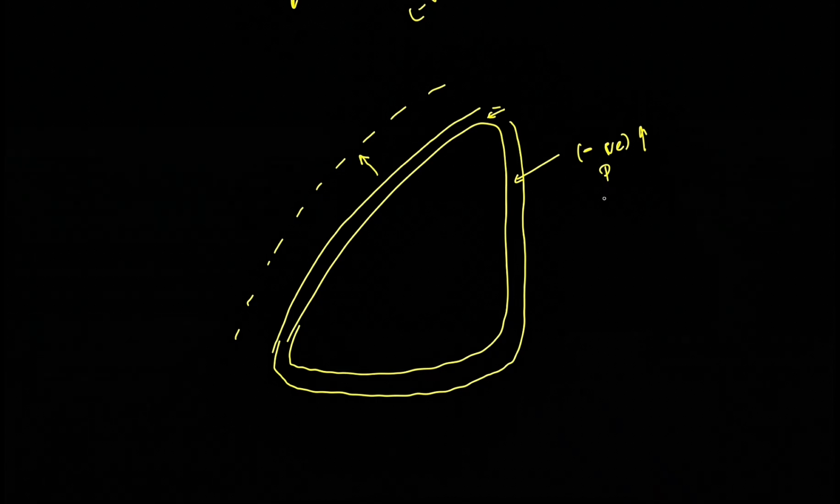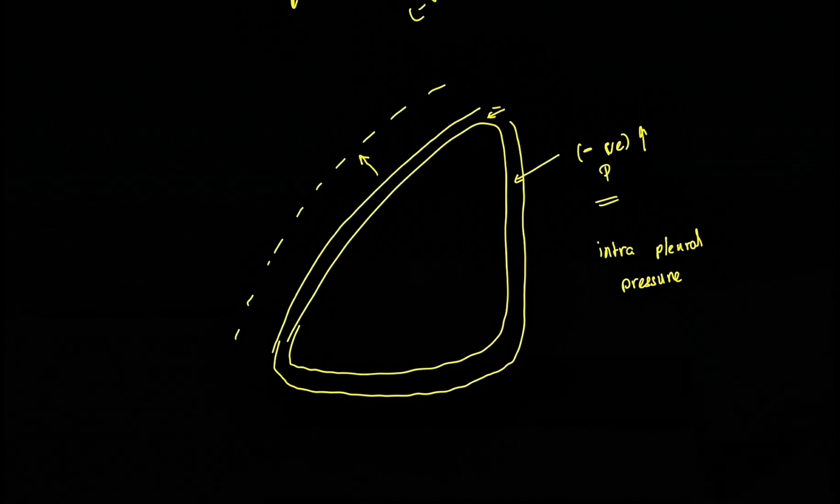So the pressure here, the negative pressure, the pressure inside of the pleural cavity, we call the intrapleural pressure. As I said earlier, in a normal person or in a normal condition, the intrapleural pressure is always negative, right? But during inspiration, when the rib cage tries to expand, the intrapleural pressure changes.